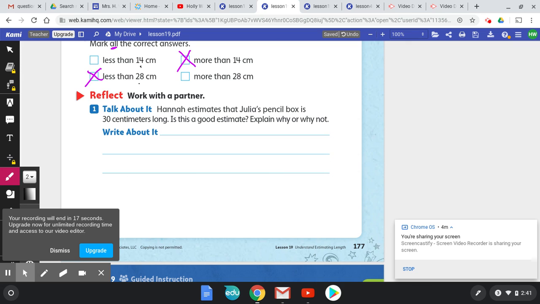And then the bottom says to talk about it. Hannah estimates that Julia's pencil box is 30 centimeters long. Is this a good estimate? Explain why or why not. My video's ending, so we're going to go to part 2. You think about that.